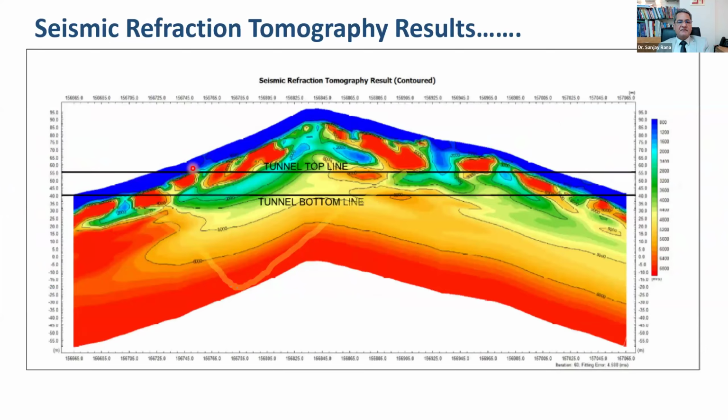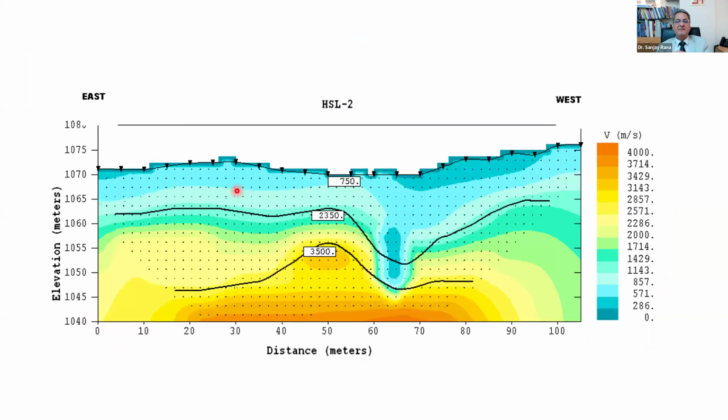Other than these zones which were already there in the geological mapping, these weak zones are very much here. And if these were not detected using this method, at the time of construction, they would have come as a geological surprise. A geological surprise is nothing but a situation which has not been anticipated because you have not done your investigation properly.